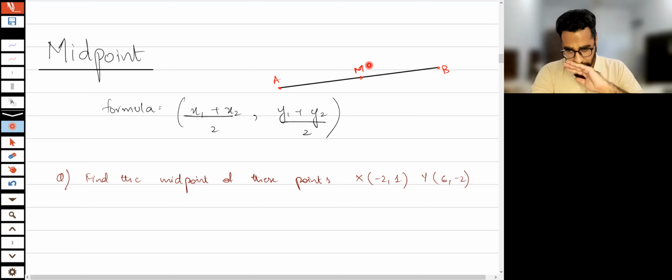ठीक है. तो we make use of the formula to find out the midpoint, which is (x1 plus x2) upon 2 and (y1 plus y2) upon 2. Over here it's saying find the midpoint of these points.